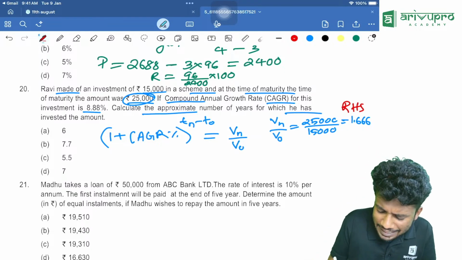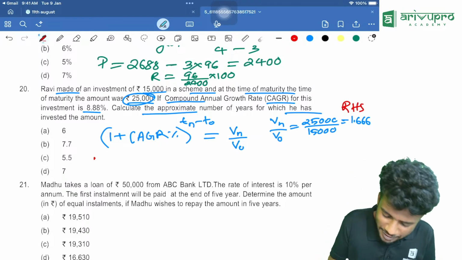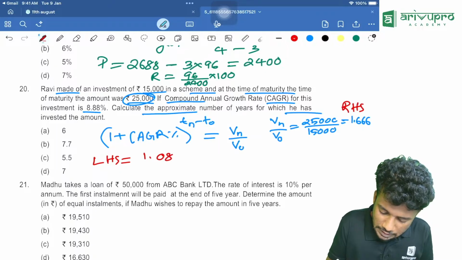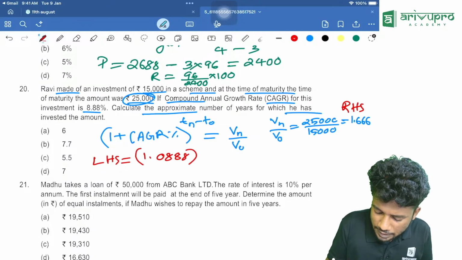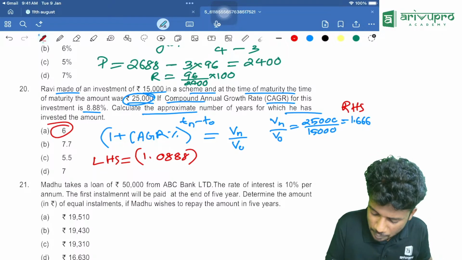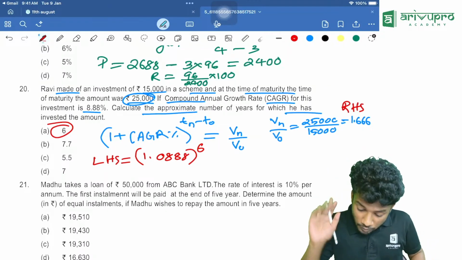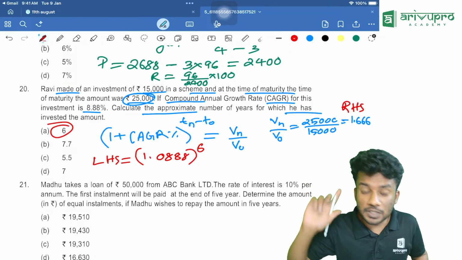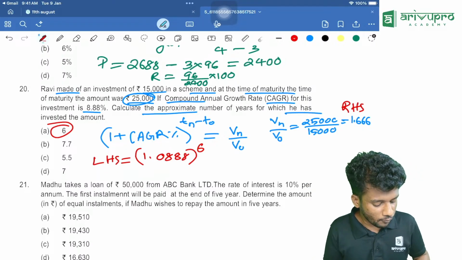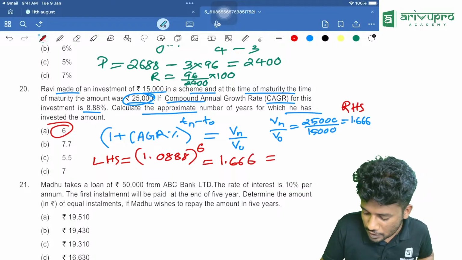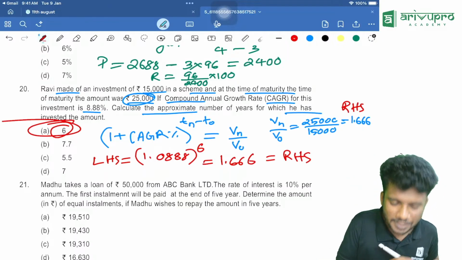Now we are going to find the LHS using option hitting. So for LHS, we will take 1 plus 8.88 percentage, which will become 1.0888, the entire thing raised to... we are trying with option A. Let it be 6. Take your calculator. 1.0888 into equal to, the power is 6, so we will click equal 5 times: 1, 2, 3, 4, 5. So how much is it? It is equal to 1.666, which is equal to our RHS. So option A is the answer.